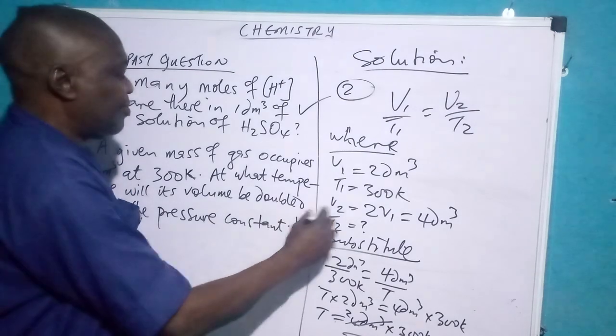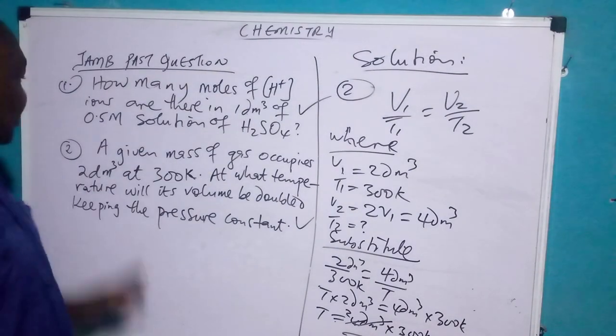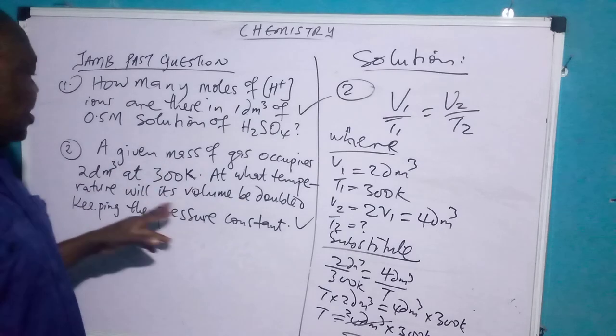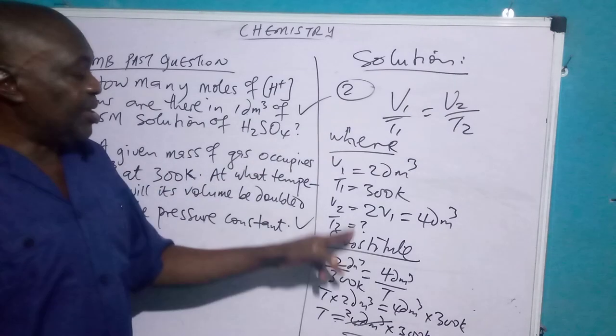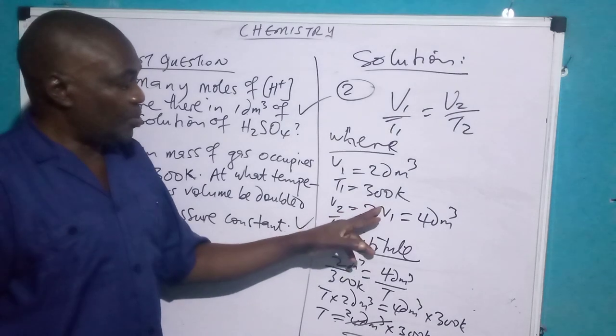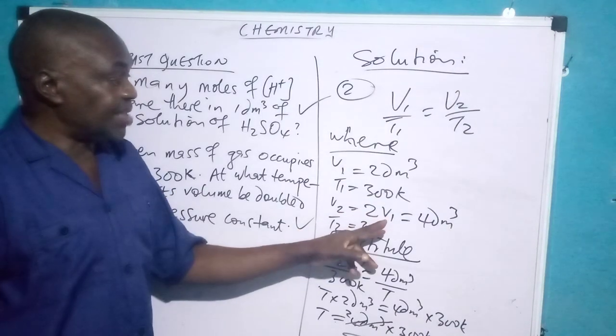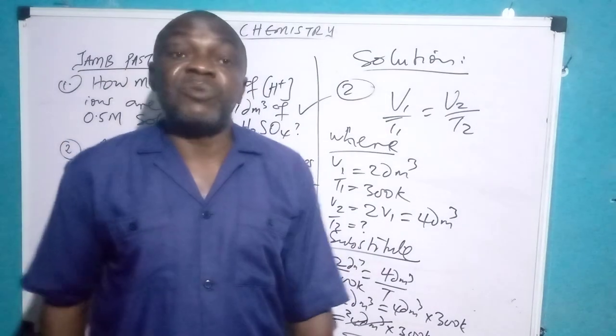This is the second one, we have already tackled it. Look at the first one very well and go through what I've just solved. In the second one, remember we are looking for the temperature when the volume is doubled. This is how you solve it. When the initial volume is doubled, use 2 times it, meaning you have doubled it. So that's how we solve it, my amiable viewers.